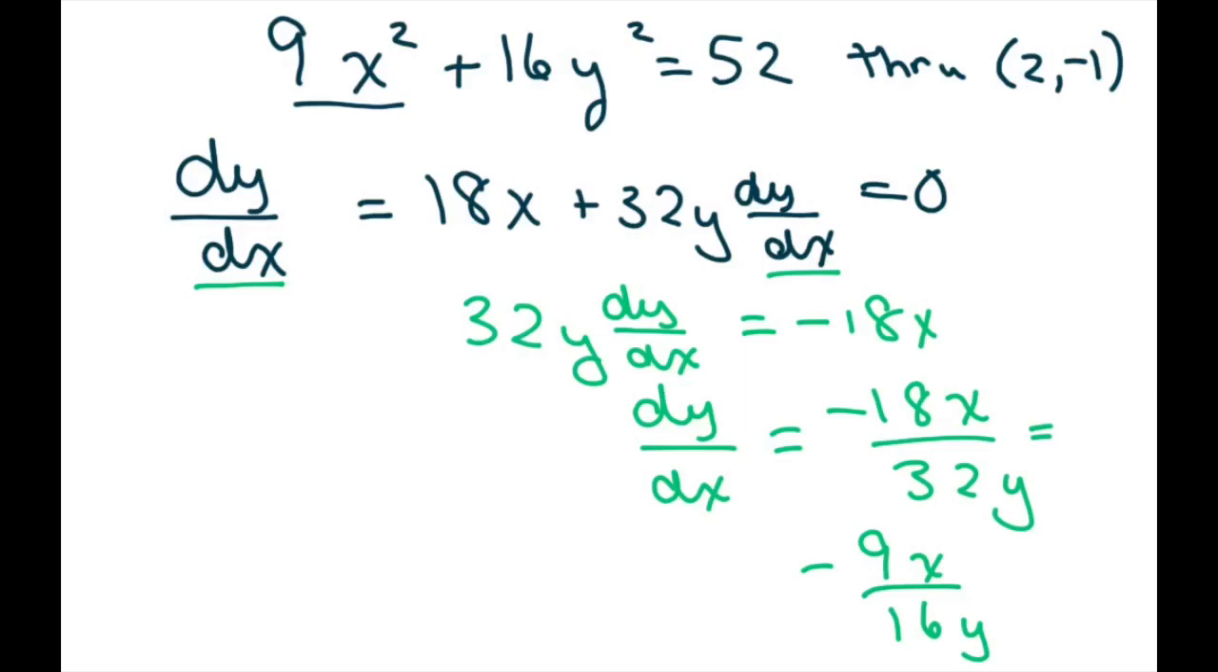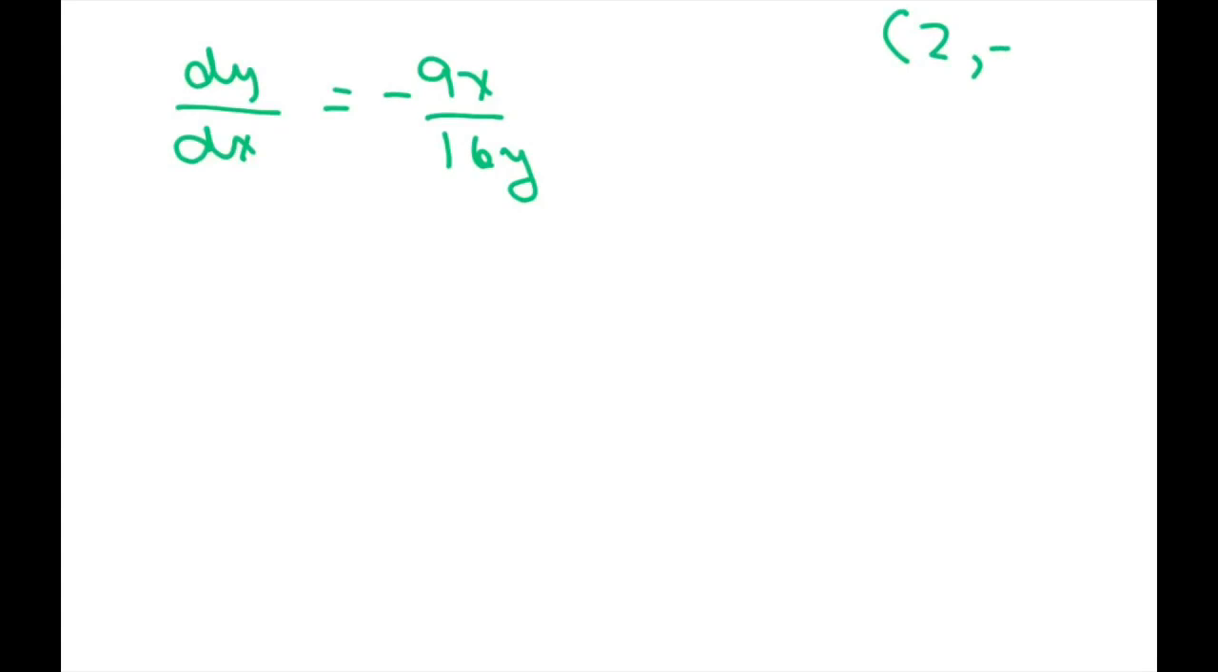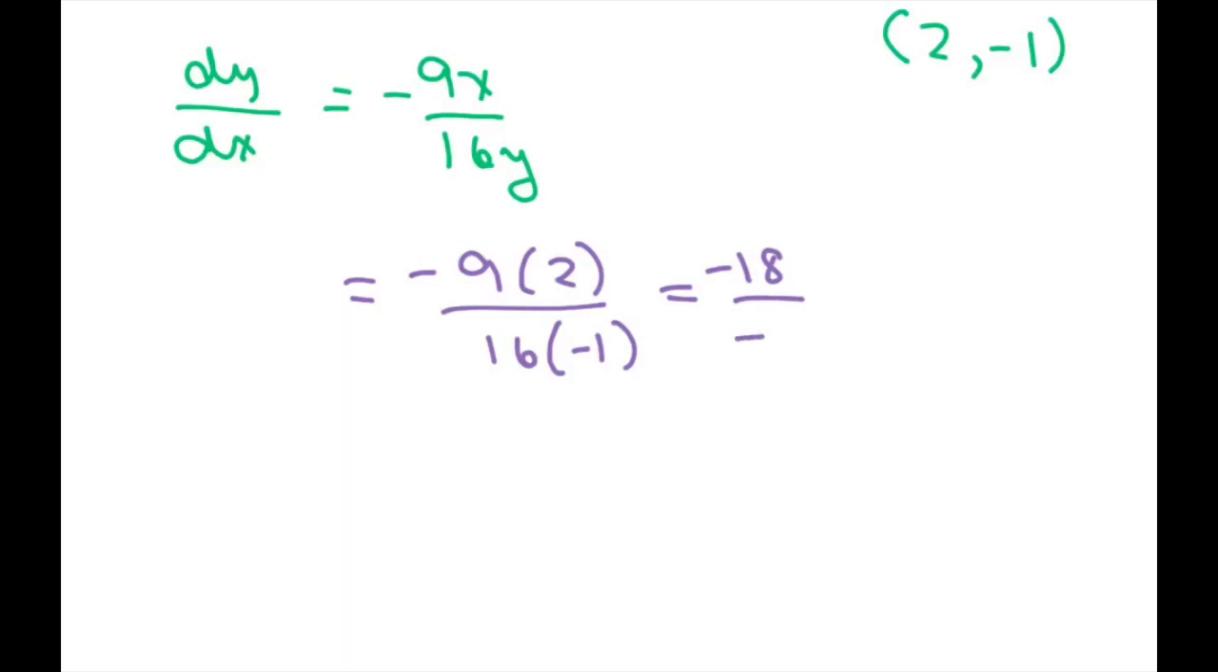Now we're just going to plug in your x and y to get the slope of the tangent line. So we know that dy/dx is -9x divided by 16y, and our point is (2, -1). So just plug that in. You get -9 times 2 divided by 16 times -1. And that's going to equal -18 divided by -16, which equals 9/8.